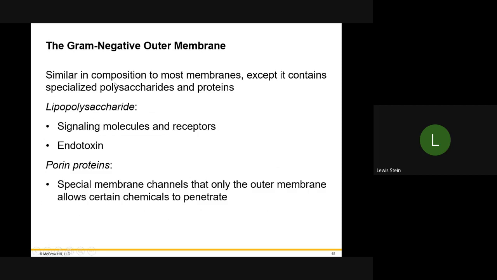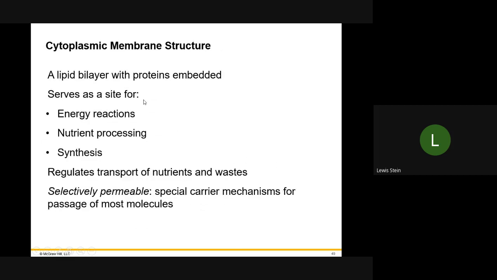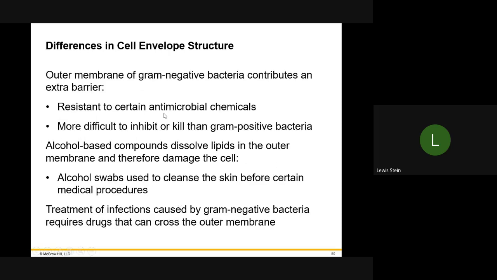Okay, gram-negative outer membrane, specialized. There's the lipopolysaccharide, signaling molecules and receptors. It's an endotoxin. Special membrane channels that allow things to get through it, because remember, it's not inherently porous. And so within it, the lipid bilayer with proteins embedded, energy reactions, nutrient processing, synthesis, transportation, it's selectively permeable. So effectively, it does all the things of a membrane. It's just structurally a bit different. The outer membrane of the gram-negative contributes an extra barrier. And again, to underscore it, resistant to certain antimicrobials.